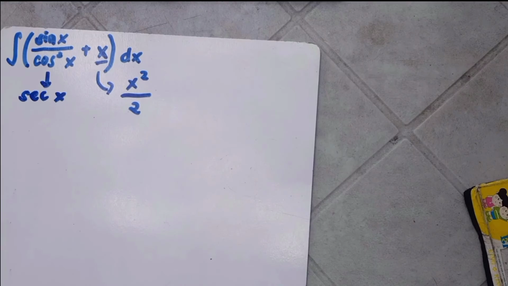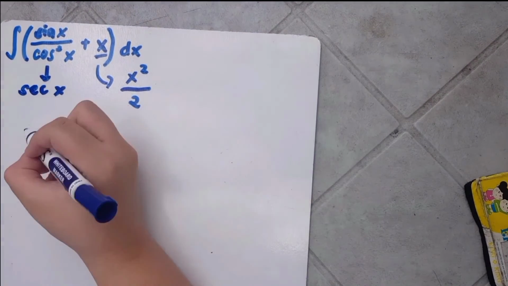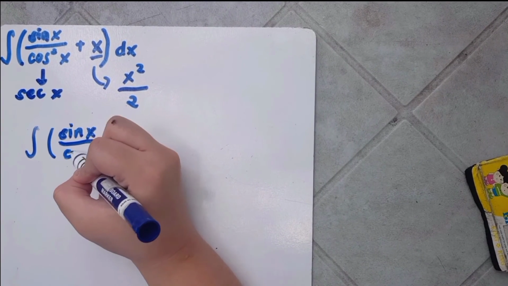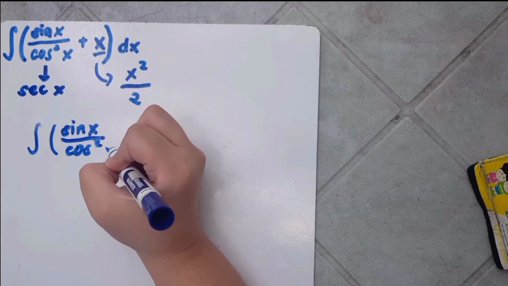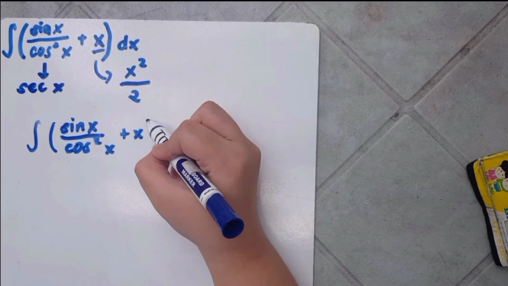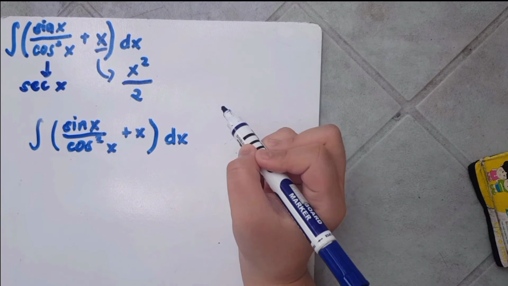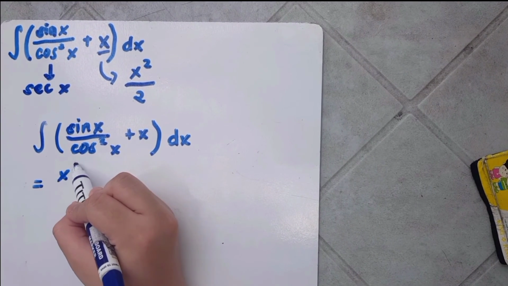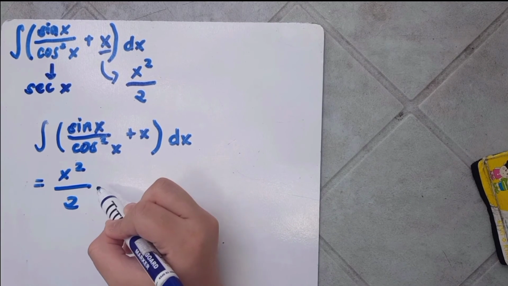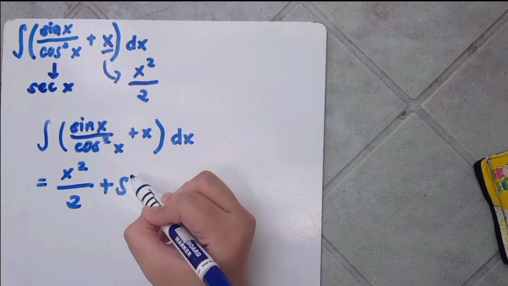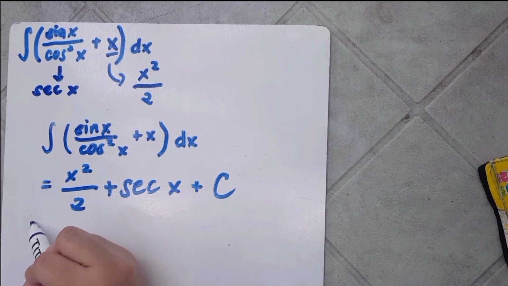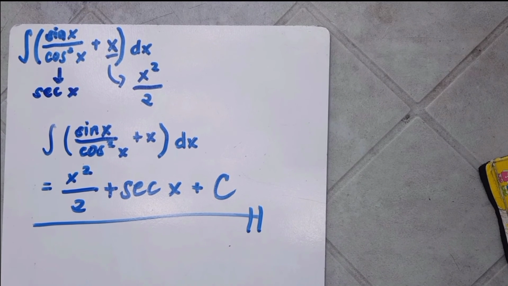After solving for x, we go back to the equation, which is sine x over cosine squared x plus x dx. Since we already found the answer for the first part and the last part, we will now substitute them into the equation. We're going to put the answer for the last part, which is x squared over 2, plus the answer from the first part, which is secant x plus c. Now, that is the end for this example.